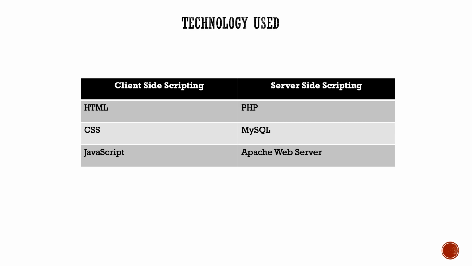The technology used in the development of this project is divided into two: client-side scripting and server-side scripting. For the client-side scripting, HTML and CSS are used for the development of the front end of the web pages, for the arrangement of the content. Meanwhile, for the validation and special effects of the web pages, JavaScript is used. JavaScript is useful for the logic interpretation of the web pages and is all done on the client side.